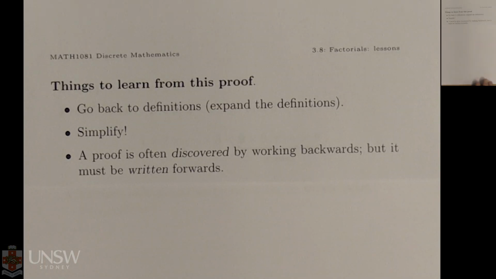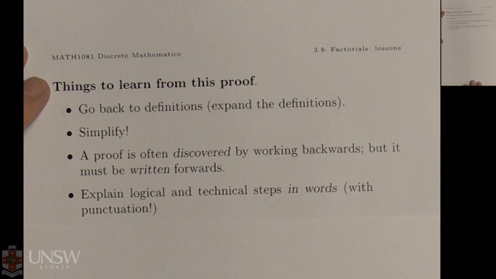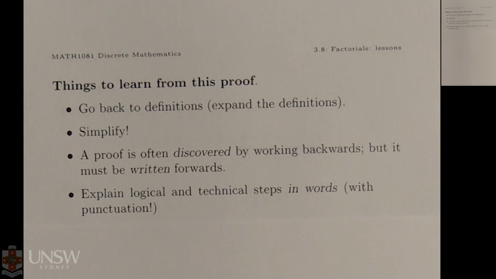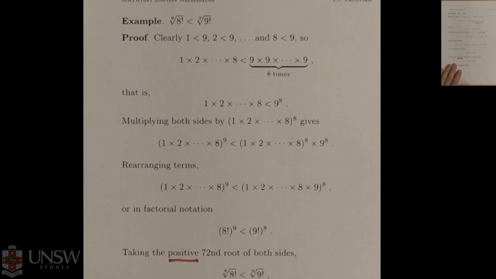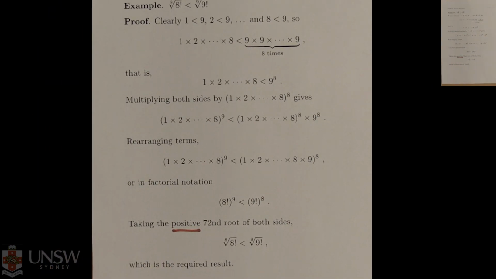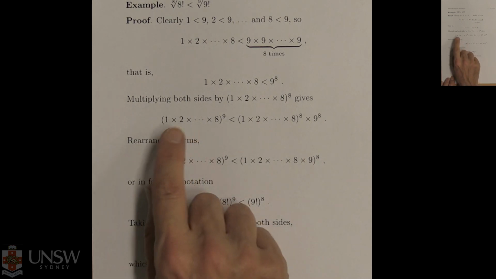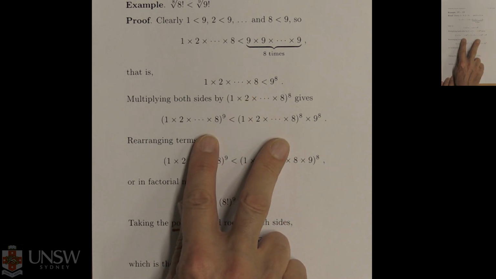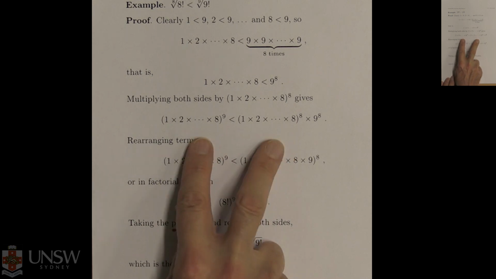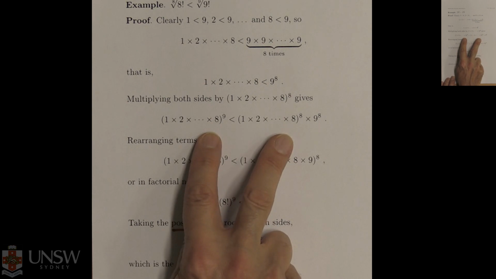One more suggestion here, and that is something we've touched on before. When you're writing out a proof, it's very important to write it clearly and so explain logical and technical steps in words. And just looking back at our proof, here it is again. So notice, whenever I do something, I give the reason why or I say what I'm going to do. So going from here to here, I'm multiplying both sides by 1 times 2, etc. times 8, to the power 8. And before I do it, I say so. So the person reading it knows what I'm going to do and can check that it's correct.